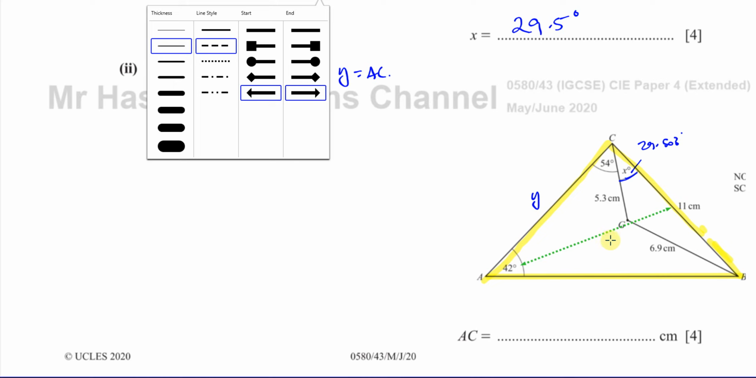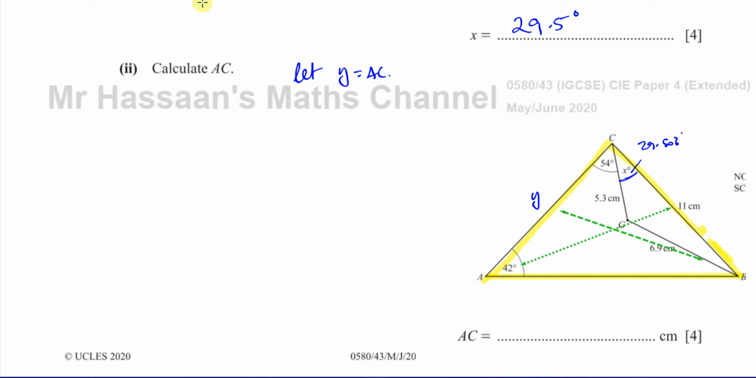But what I can do is use the sine rule, and then I need to know what this angle is over here. Can I work out the whole of this angle? Well, yes, I can, because I know the whole of this angle, it's given. So this angle is 180 minus those. Let me call this angle theta. Let angle ABC be theta.